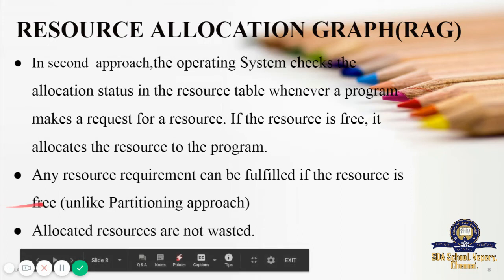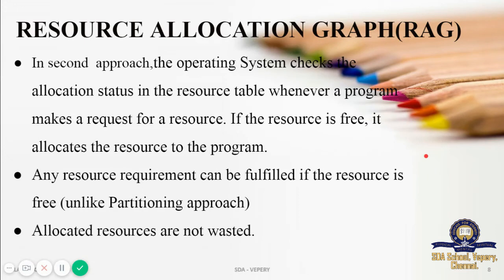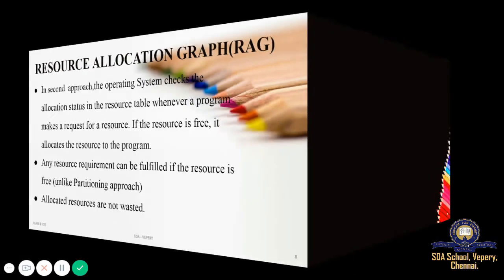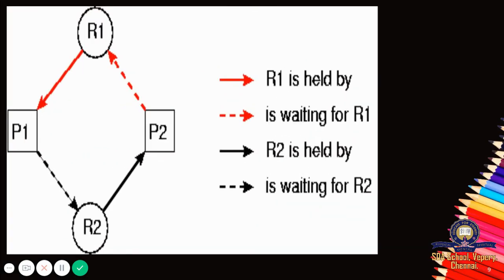Understood, students? So allocated resources are not wasted. Once the system is given to some other process, you need not sit and wait idle. You can just work on it even if it is allocated. Okay, the waiting time can be given to some other process. Understood? So this is your second process.